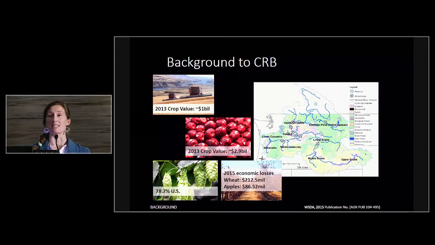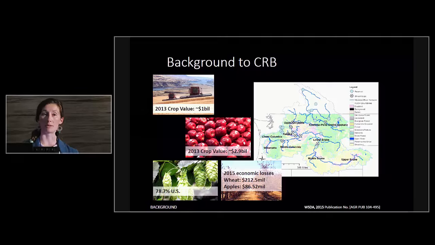The Columbia River Basin is not quite at the level of California, perhaps, for agricultural production, but there are over 300 crops that are grown in the Columbia River Basin. Most famously, perhaps, the Washington apple. I'm from Seattle, so I'm very proud of this. The apples are the largest cash crop for the region, followed by dairy. We have 2013 crop values here for wheat and for apples. And in fact, a large percentage of the hops grown in the US are also from this region.